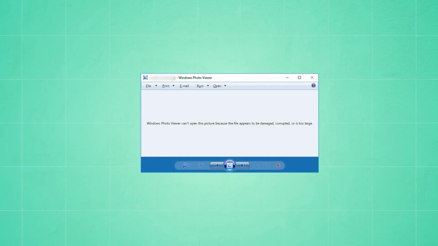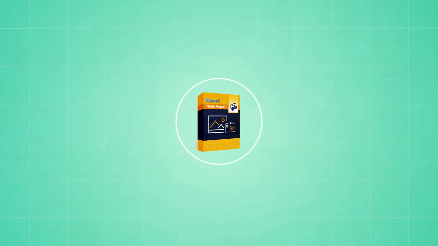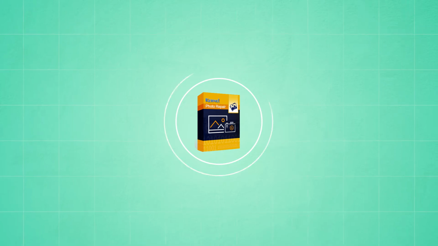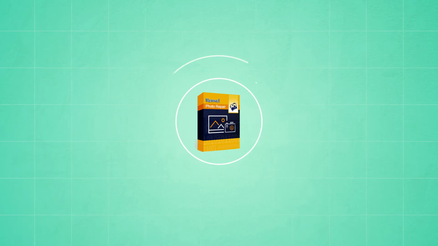The image viewer tool will give an error message, like Windows Photo Viewer cannot open this picture, because the file appears to be damaged, corrupted, or too large. Now, you should not use any other manual approach, but use Kernel Photo Repair to fix any corruption in the images file. It is relatively easy to operate the software due to its simple user interface.